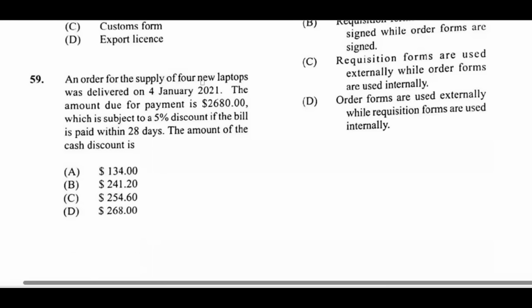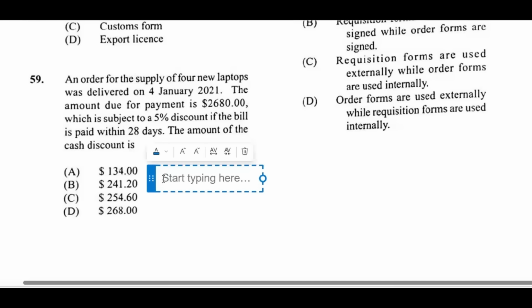59. An order for the supply of 4 new laptops was delivered on the 4th of January 2025. The amount due for payment is $2,680, which is subject to a 5% discount if the bill is paid within 28 days. What is the amount of the cash discount? So what we have to find out is the cash discount. Let me just change this. So the bill is $2,680, subject to a 5% discount.